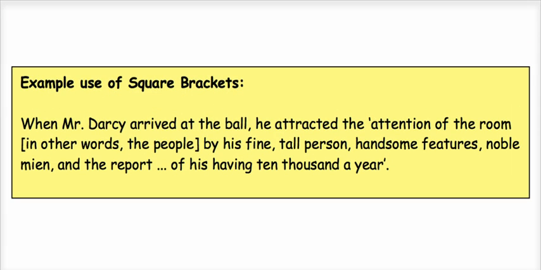Square brackets. Now, if you add your own words to a quotation, you put them in square brackets to show that they're not part of the original text. Here's an example. When Mr. Darcy arrived at the ball, he attracted the attention of the room, in other words, the people, by his fine tall person. Now, in these square brackets, I've put my own words. I've wanted to explain the quotation, but to make it clear that this is not part of the quotation, but it's my own words, I've used square brackets, and now you know what those square brackets are for.